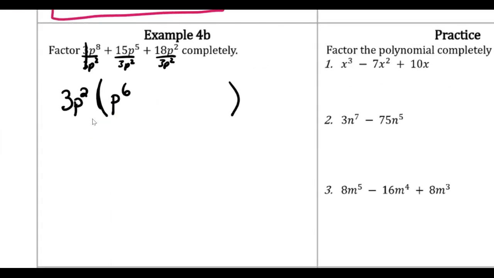Okay, 15 divided by 3 is 5. p to the 5th over p squared is p cubed, because 5 minus 2 makes 3. 18 divided by 3 is 6, and p squared over p squared cancels out.